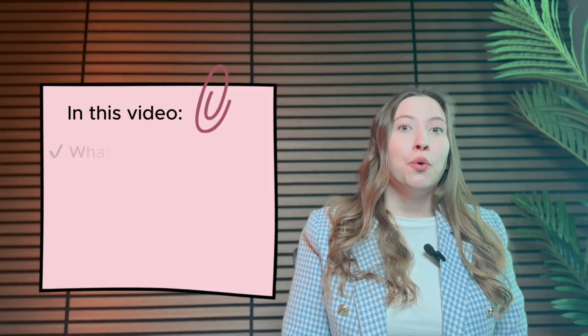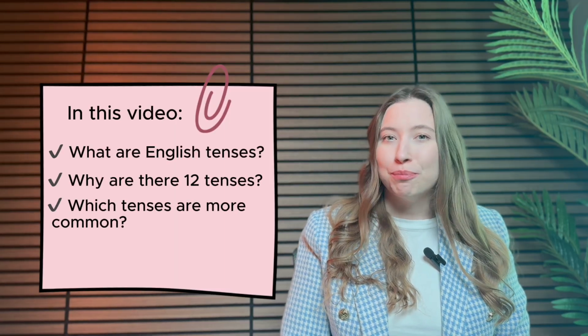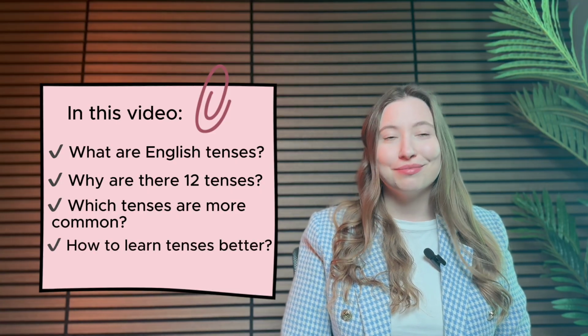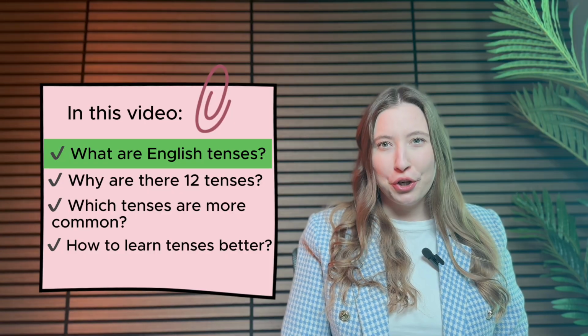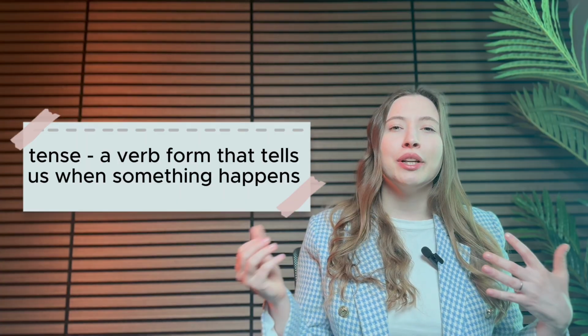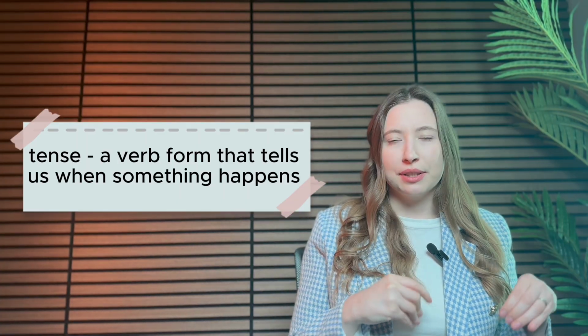We'll discuss what they are, why there are 12 of them, which ones are most frequently used, and how to actually learn them. All right, let's start with what English tenses are. So, in basic terms, tenses are forms of verbs that situate an event in a time. So, they just tell us when something happens. English speakers generally talk about three broad time categories: present, past, and future.